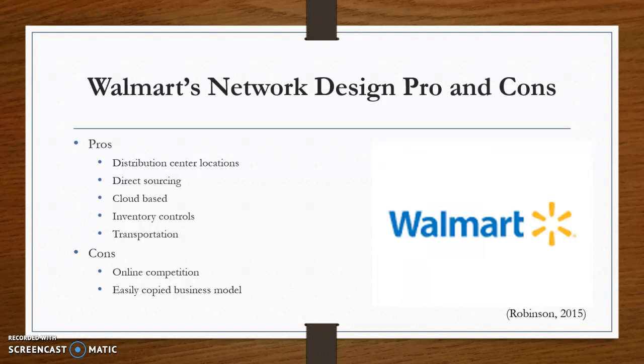They have invested a lot of money in a cloud-based IT network that allows them to have better control over things like their inventory controls, where they know exactly what they have, where they have it, what location it's at, and how much it's going to cost them to get it to the area that they need. They own their own transportation, so that also is another way that they can lower costs within their network design.